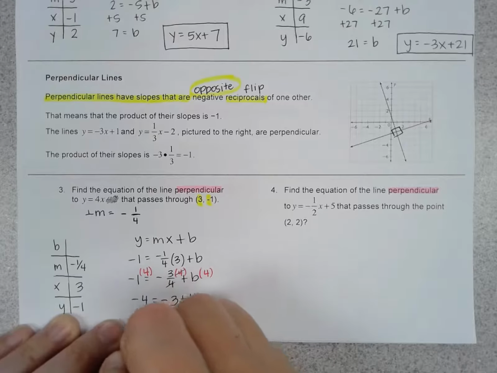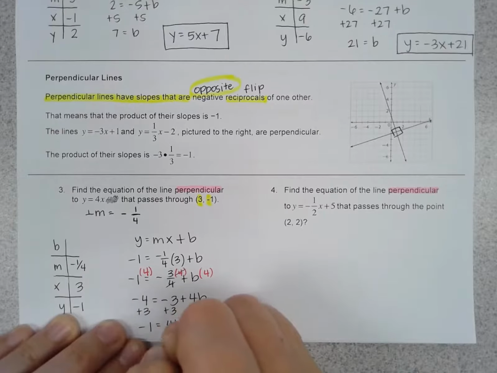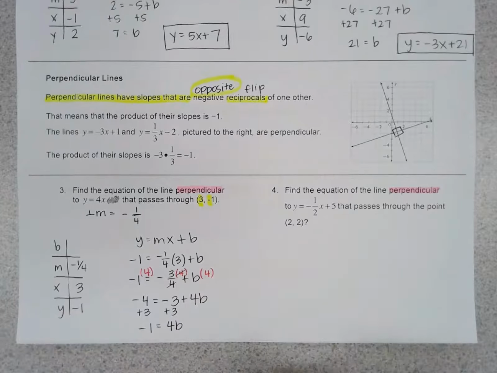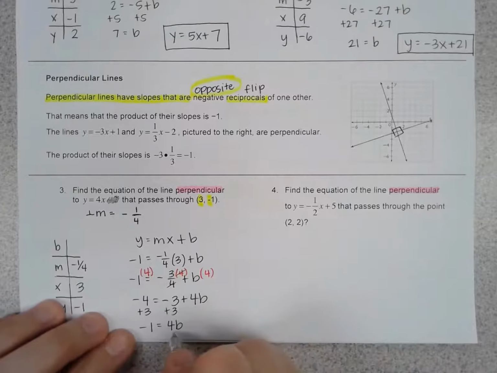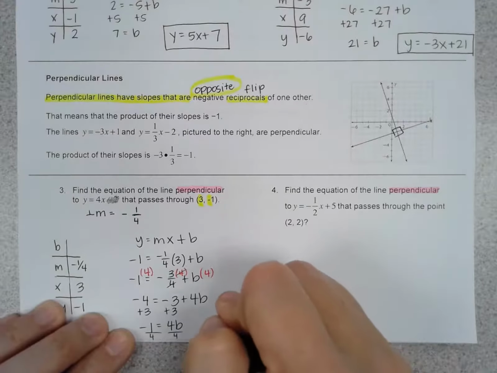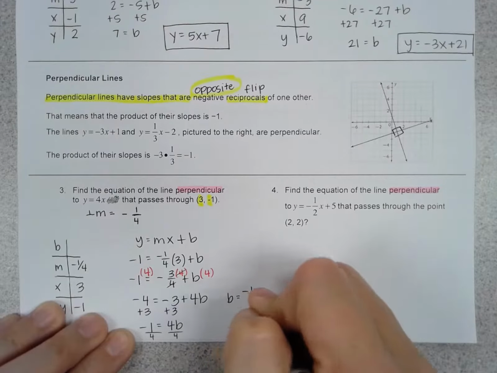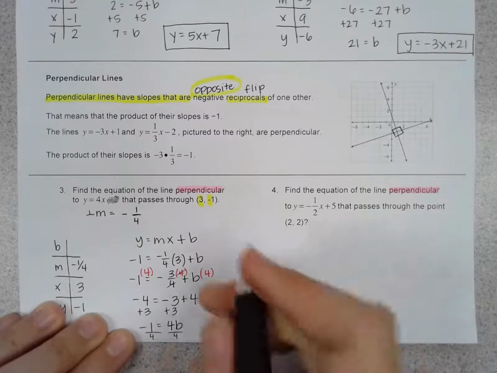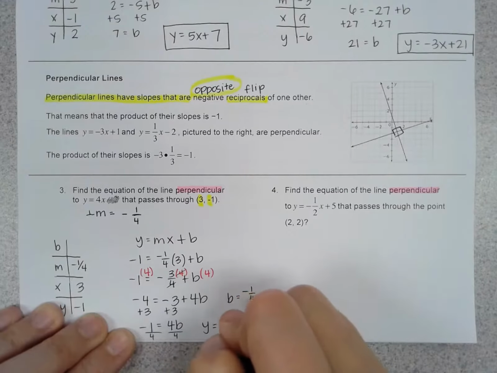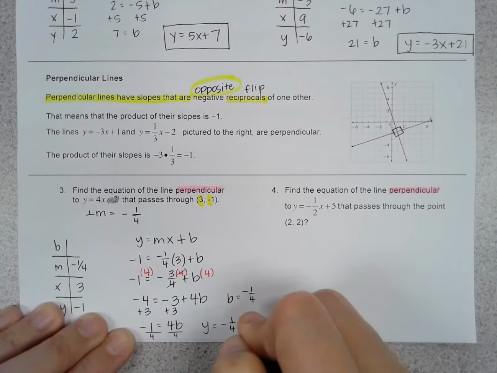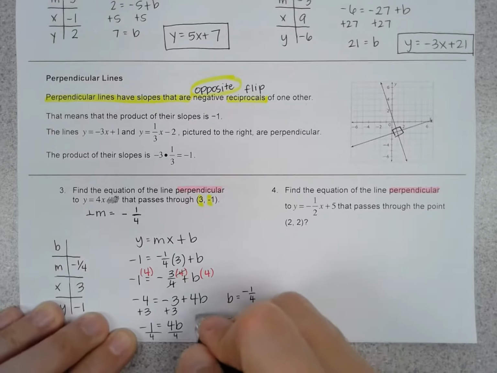If you do fraction busters like this, it's just nice because you don't have to remember how to handle the fraction otherwise. So to get the b all by itself, I'll divide this side by 4 and divide this side by 4. So I'm going to get b is equal to -1/4. It's a coincidence that it's the same as the slope. And then my equation for my line is going to be y equals -1/4 x minus 1/4.